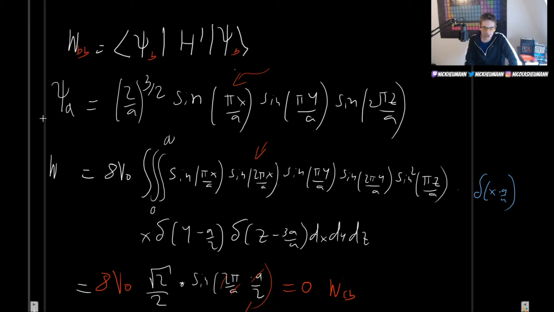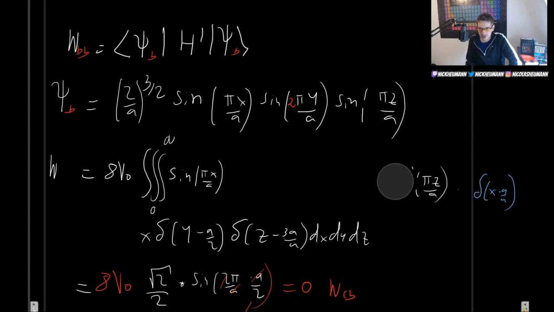And just to make sure, I'm going to write it down explicitly here. So Psi B is going to be now this same thing, except that the 2 is now in the Y part. And we get this beast squared. So our integral is now going to be, this sine goes away, this part goes away, and this part gets squared, but maybe let me write it down a bit better.